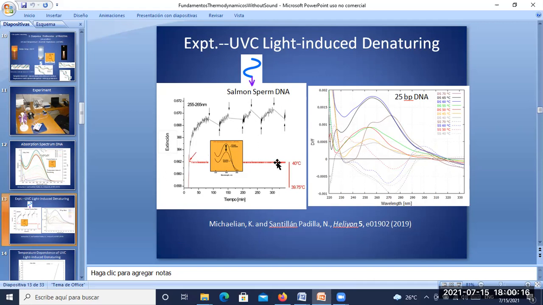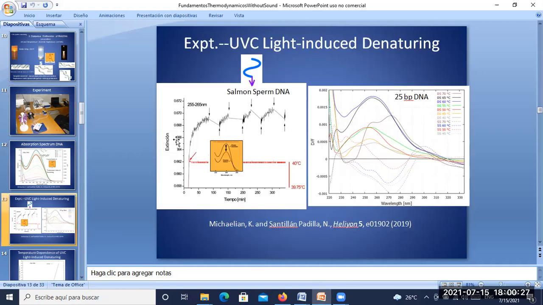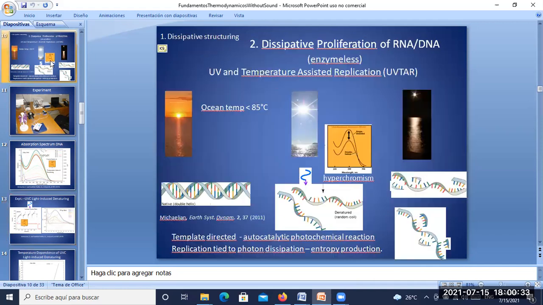So we see, and this is at a constant temperature, so we're controlling the temperature in this system at 40 degrees centigrade, so it's being fixed. And so we're actually seeing light-induced denaturing. So we're seeing that this UVC light-induced denaturing of DNA can occur.